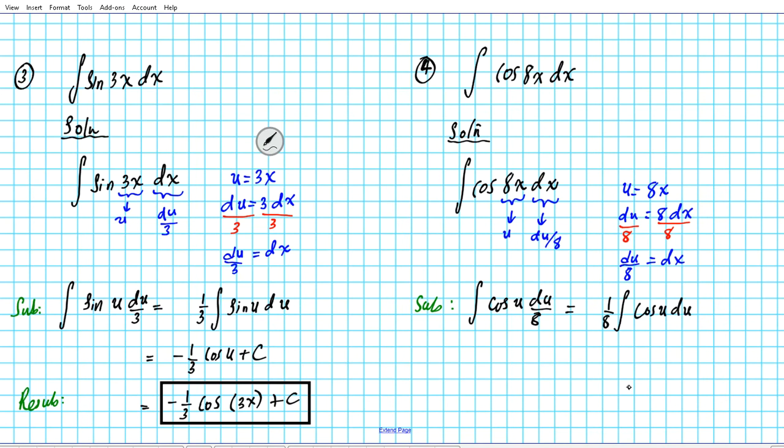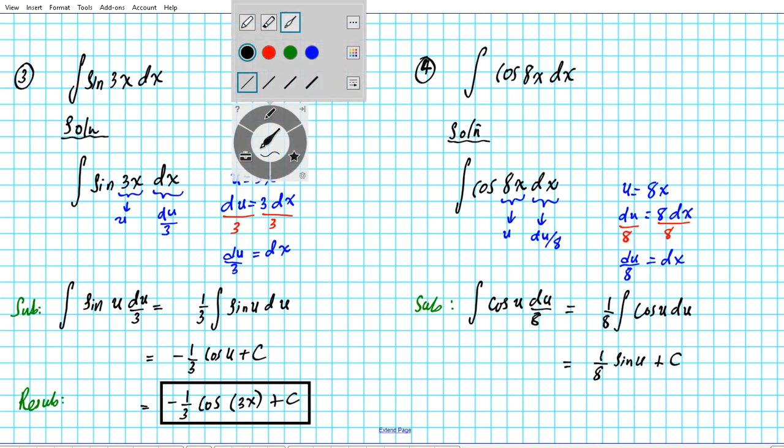Okay, now we're going to proceed to use our knowledge of the integration of trigonometric functions technique. We know what the antiderivative of cosine is, right? The antiderivative of cosine is positive sine. So 1/8 sine u plus c is the antiderivative, the indefinite integral of this function we have here.